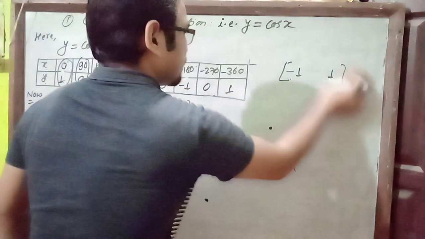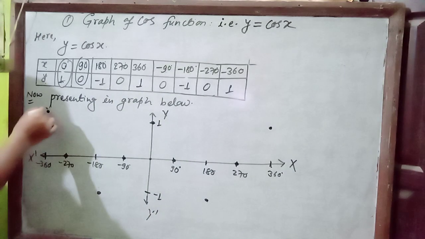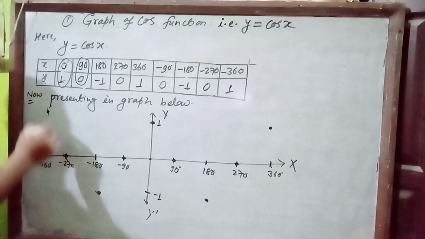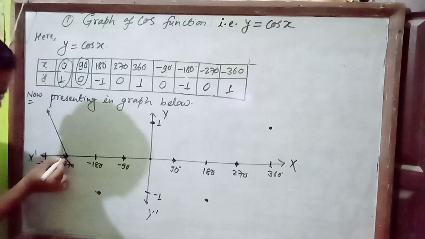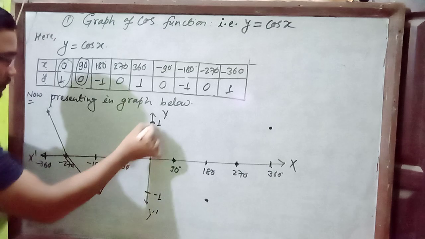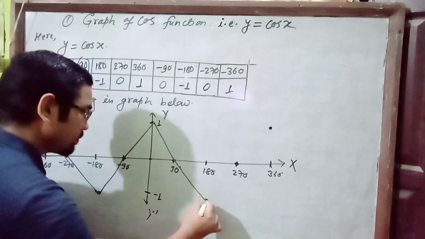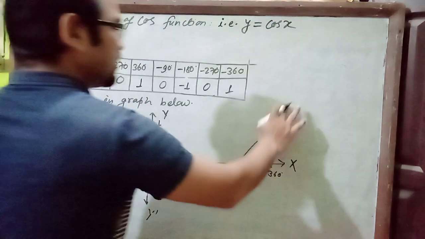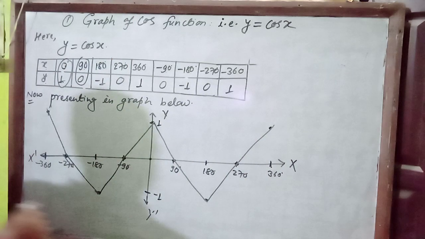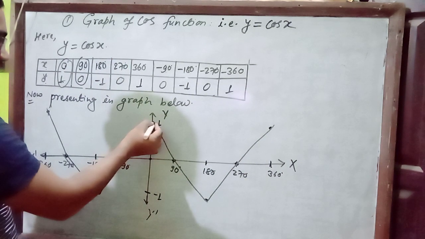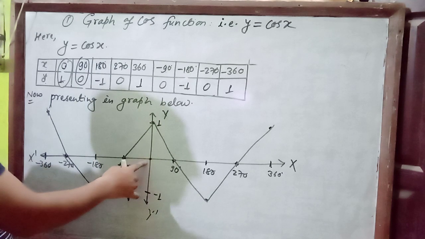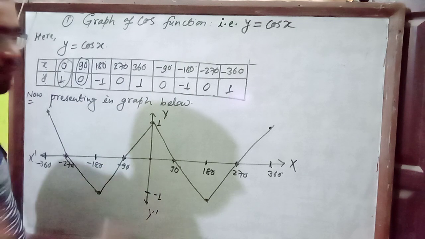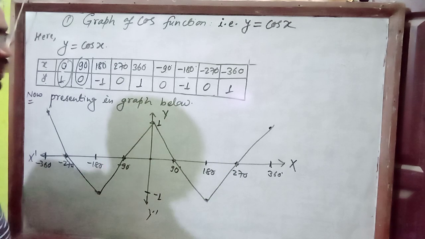Okay, now we can draw it freehand. Like this graph we can continuously draw. And here we have seen it is cutting the y-axis at the point 1. It is not passing through the origin. This cos function is not passing through the origin. It passes through positive 1, cutting the y-axis at 1. So like this we can write.